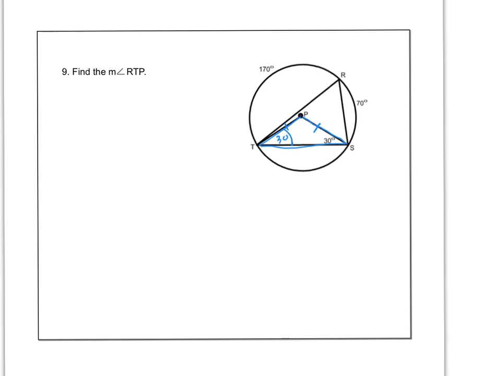A second thing I want you to notice is this 70-degree arc. This angle, angle RTS, opens up to that 70-degree arc. It is an inscribed angle and should be half of the arc. So this would be 35 degrees. What we need is the little sliver of difference between these two. So we're going to take 35 minus 30, and we have 5 degrees left, which is going to be the measure of that tiny little sliver of an angle, angle RTP.